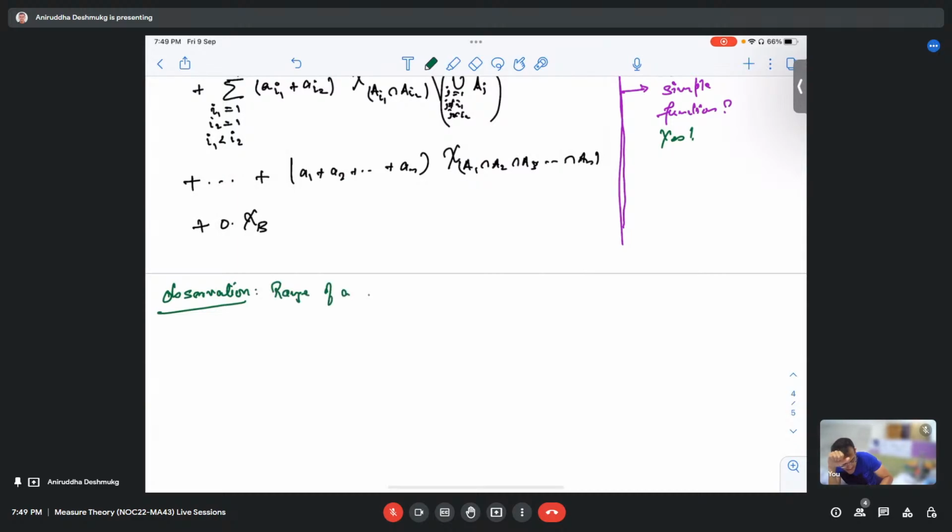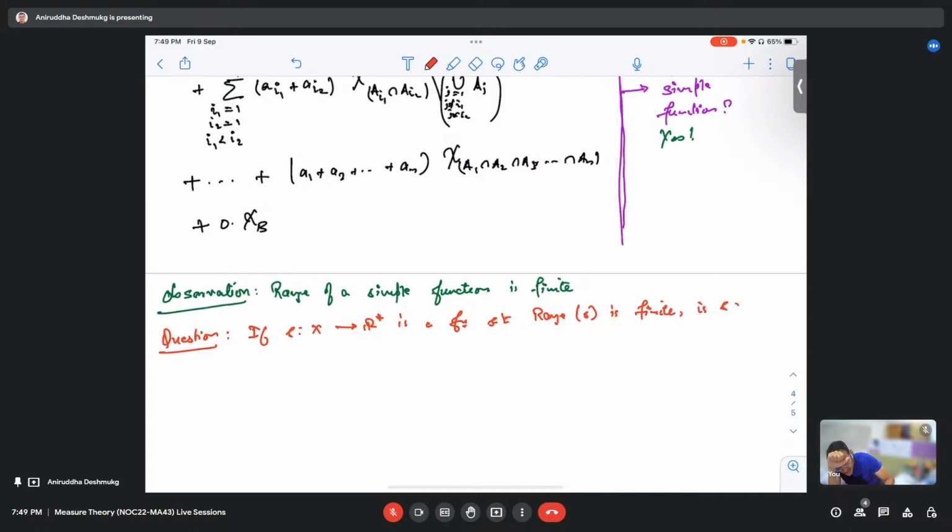So the observation is: the range of a simple function is finite. So the question is, what about the converse? If s from X to R or R star is a function such that the range of s is finite, is s a simple function? Yeah, this is the question. What do you think? Is s going to be a simple function?